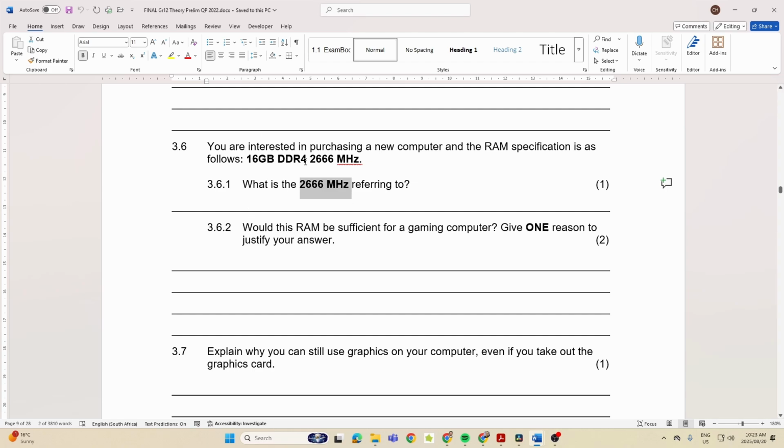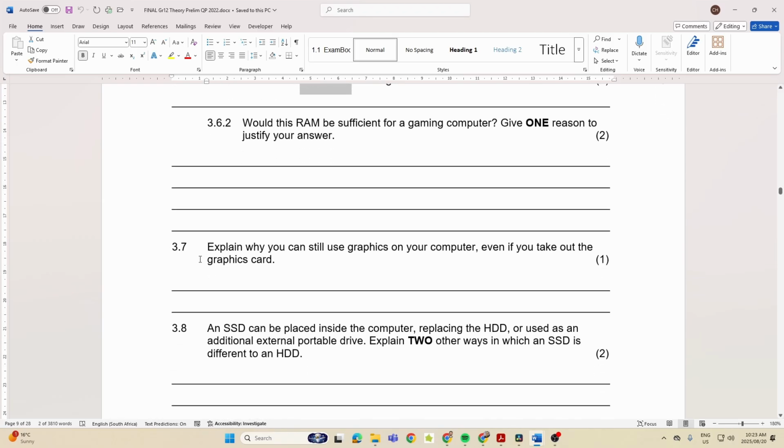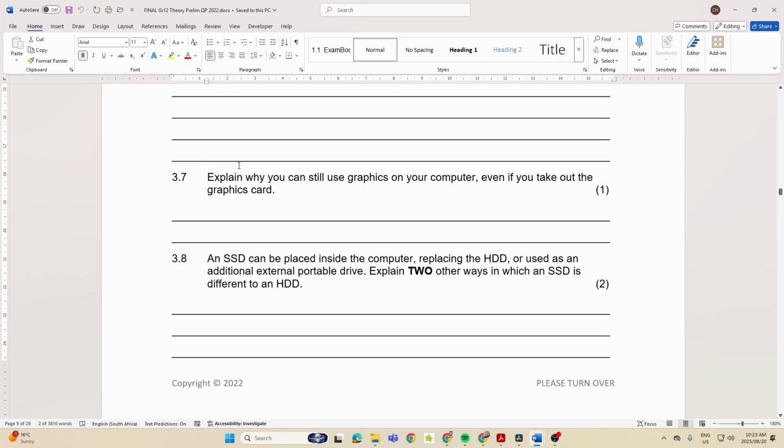Well, 16 gigs of DDR4, I would say yes. Why? Because it's 16 gigs, number one. So there's over enough. DDR4 refers to the overall speed, overall speed for the gaming. And then this frequency simply means that there's faster loading times, which leads to a better gaming experience. All right. So we've got all of that. Explain why you can still use graphics on your computer, even if you take the graphics card out. Well, that's because most of the time you have onboard graphics or integrated graphics in your motherboard anyway.